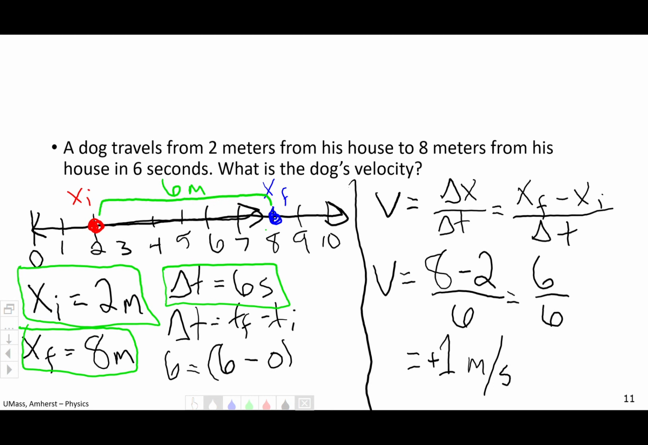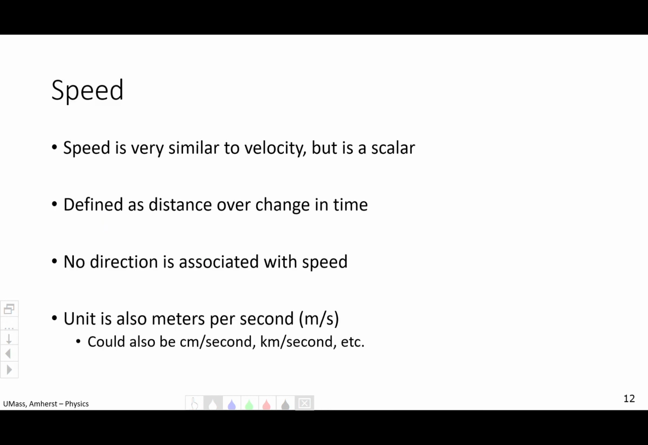If we had gone from 8 to 2, if we would have gone negative, we would have ended up with 2 minus 8, meaning a negative 6. But let's not confuse you any further with that. All you need to know is that when you're asked for speed, it does not have a direction associated with it. It's just purely how fast are you going, regardless of what direction you're moving. The unit is also in meters per second, and any distance per unit time unit is appropriate.